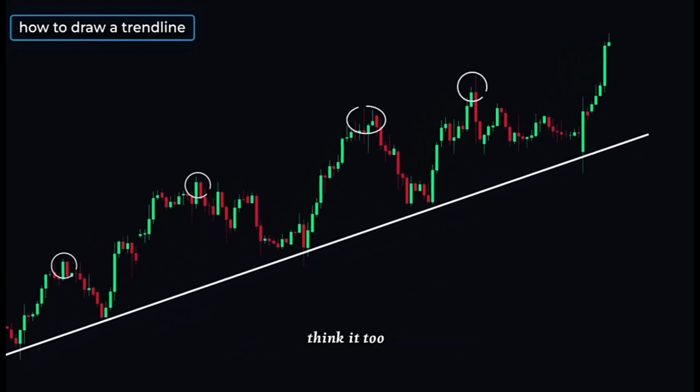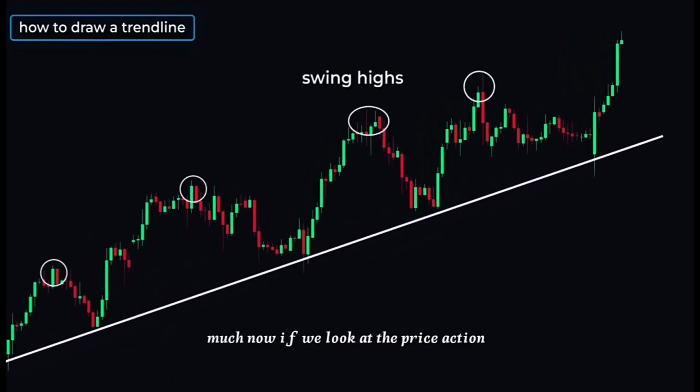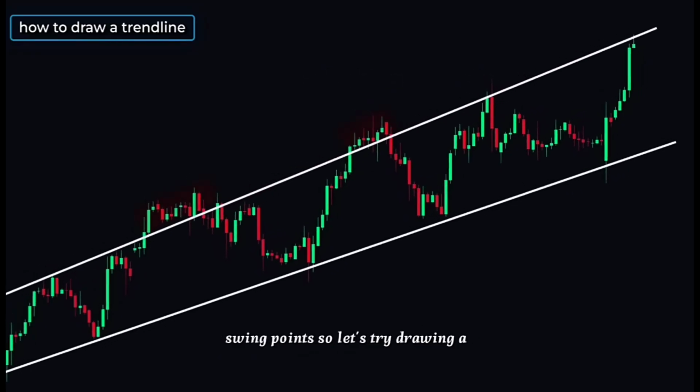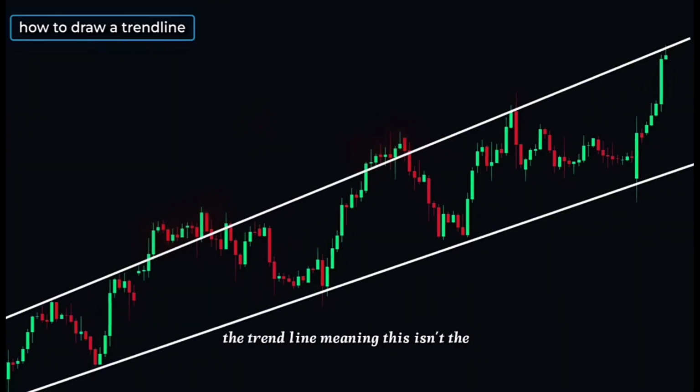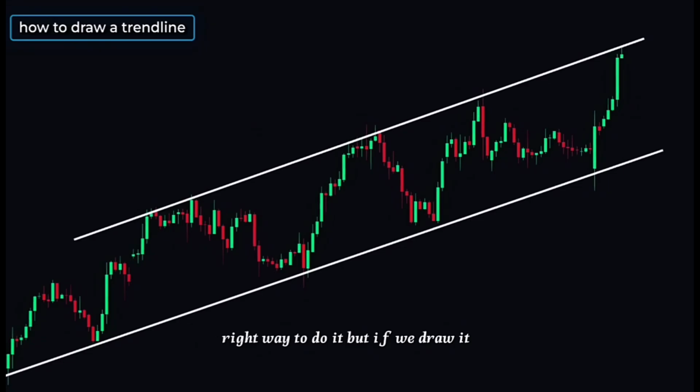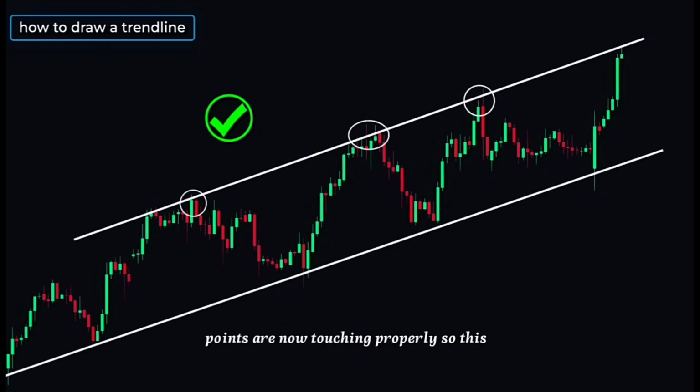Now, if we look at the price action on top, we can also see multiple major swing points. So, let's try drawing a trend line. If we draw it like this, notice that some swing points overlap the trend line, meaning this isn't the right way to do it. But if we draw it like this instead, notice that the swing points are now touching properly, so this is how I'll draw the trend line. Let's look at another example to make this even clearer.